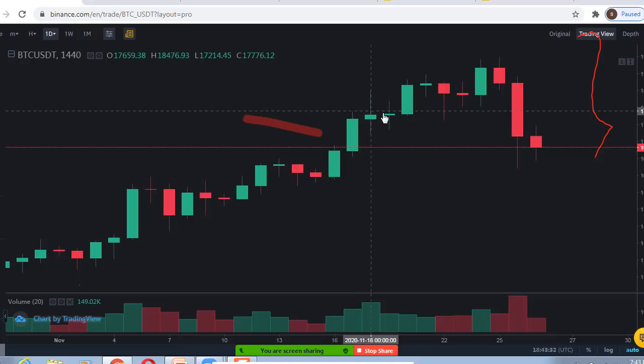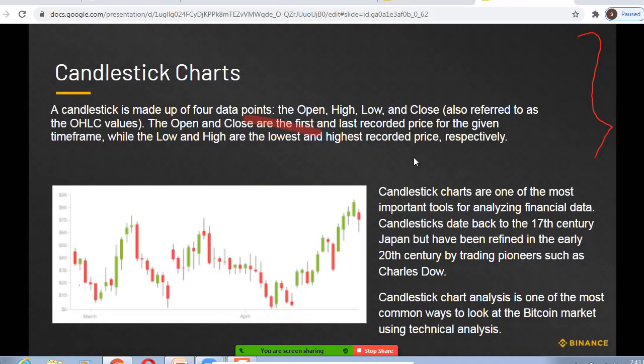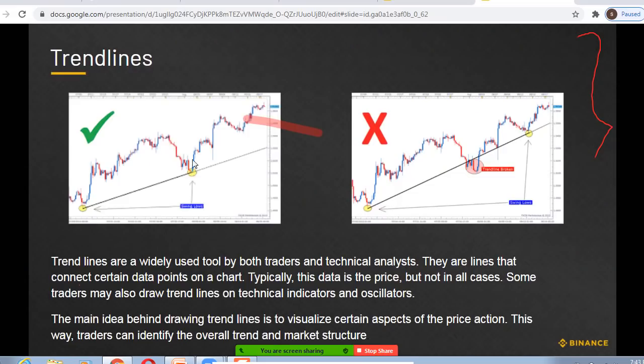So you must understand these four things that explain the candlestick infrastructure, so that you know what it is when using the candlestick chart. Very important. Now, trend lines.